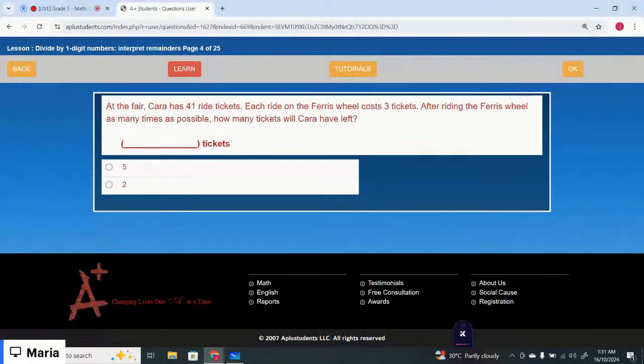At the fair, Kara has 41 ride tickets. Each ride on the Ferris wheel costs 3 tickets. After riding the Ferris wheel as many times as possible, how many tickets will Kara have left? So, which is the correct option? You need to divide 41 by 3 and see the remainder. You guys can divide it. Write the answer in the chat box.